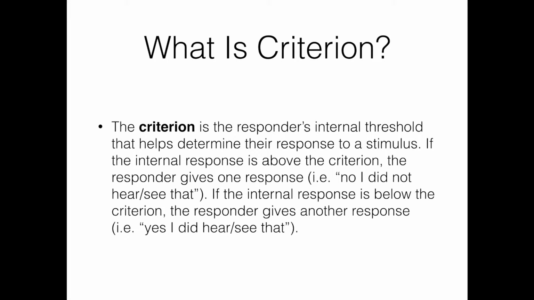Criterion is the responder's internal threshold that helps determine their response to the stimulus. If the person's internal response is above the criterion, the responder will give one answer, such as, "No, I did not hear or see that." If the person's internal response is below the criterion, the responder will give another answer, such as, "Yes, I did hear or see that."